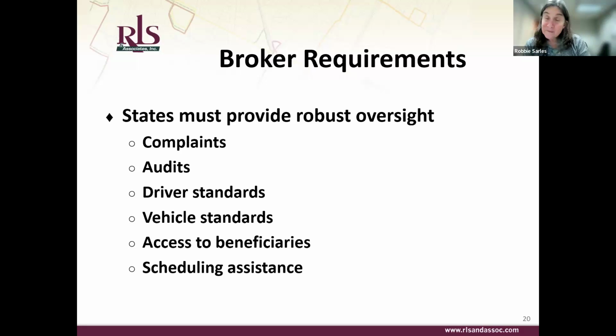But what it does do is clearly tell the Medicaid directors that the expectation is that they have to provide robust oversight of the brokers. That means monitoring complaints, doing audits, making sure that driver standards are being met, vehicle standards are being met, that beneficiaries truly do have access to transportation, and that might even mean providing scheduling assistance. So it's not a hands-off arrangement. If you've got a broker, it doesn't mean that state Medicaid directors no longer have to be concerned about these things. This guidance very clearly says you have to provide oversight of your brokers, and you're accountable for what your brokers do.